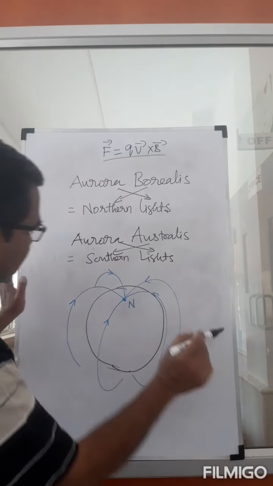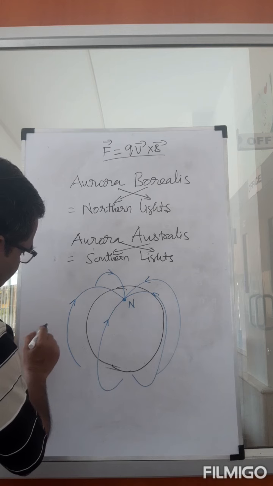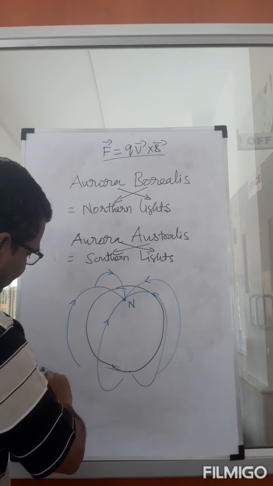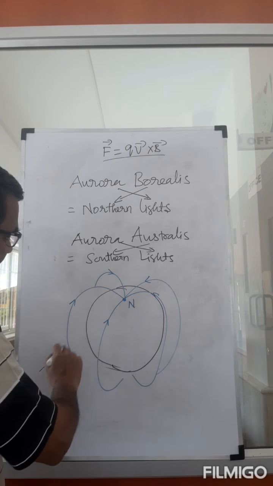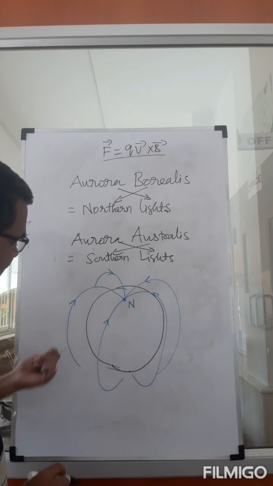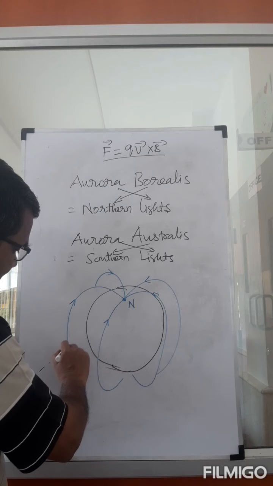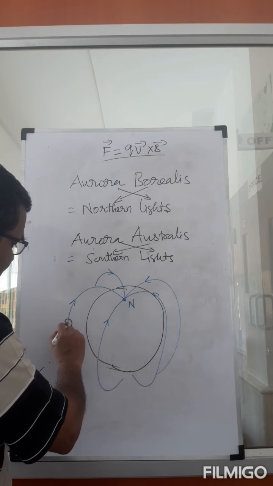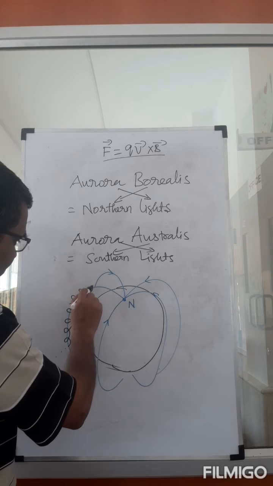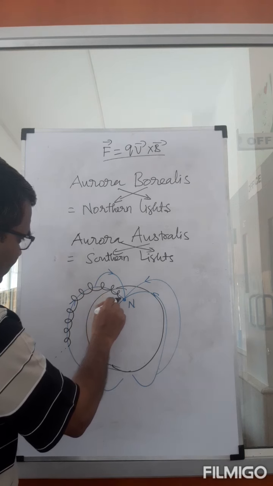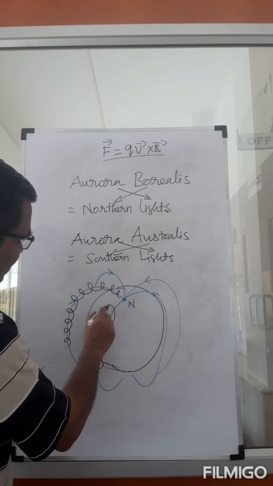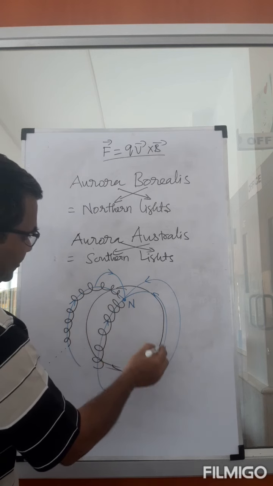So now the charged particles come. Let's say they get here. So they make an angle with the magnetic field. The velocity makes an angle. So then what's going to happen now? It's going to follow a helical path. Likewise, everywhere you're going to follow a helical path.